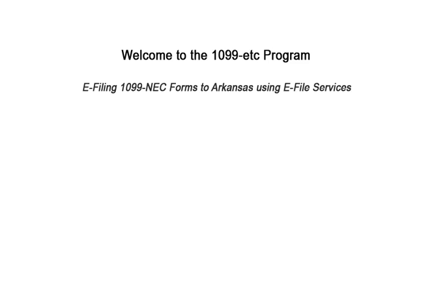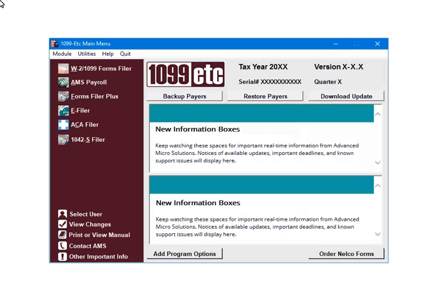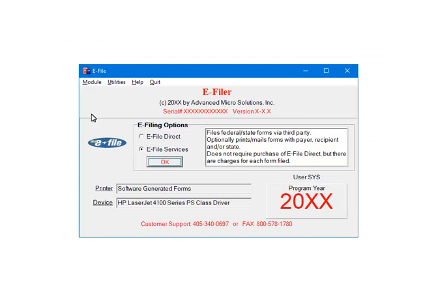This tutorial covers e-filing the 1099 NEC forms to Arkansas using e-file services. To begin, the pair ABC payroll has been created, and the 1099 NEC form data has been entered. This is the main menu. To continue, select e-filer. This is the e-filer menu. Select e-file services. Now click OK.